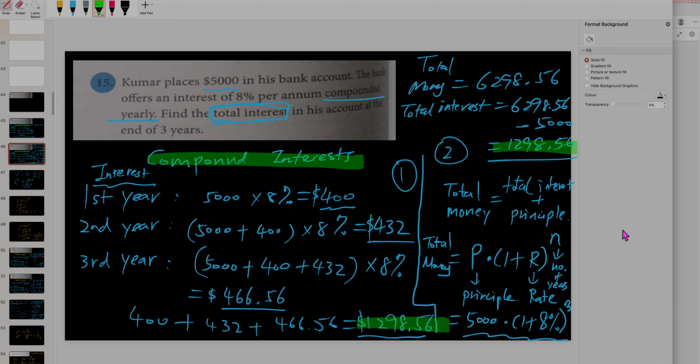Okay, I showed you two methods, right? So it's up to you which method you prefer. Okay, so this is compound interest.